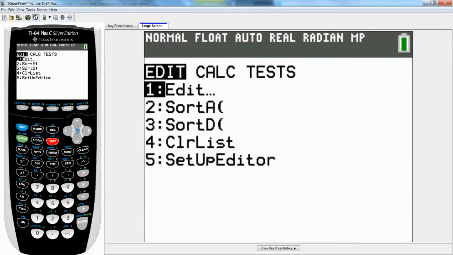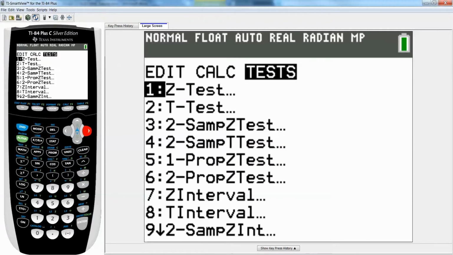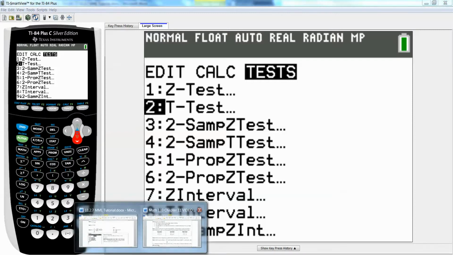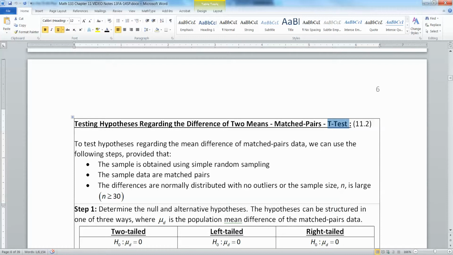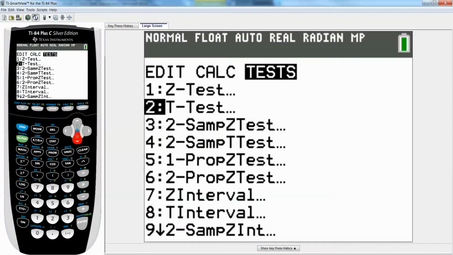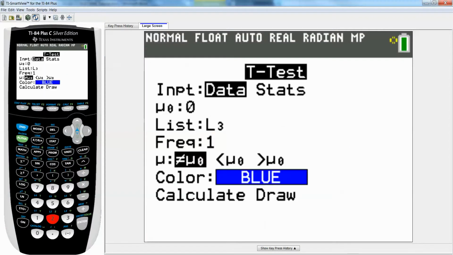So I'm going to go to Stat, I'm going to go to Tests, I'm going to pick number 2, T-Test, because that's what the inferential statistics sheet tells me to do. Up at the top, it tells me I want to run a t-test. So that's what I'm going to do. So number 2, T-Test. Now, you want Data here because you actually have a column of data. You don't have just numbers given to you. So I'm going to select Data. My null hypothesis is 0, so right there, 0.